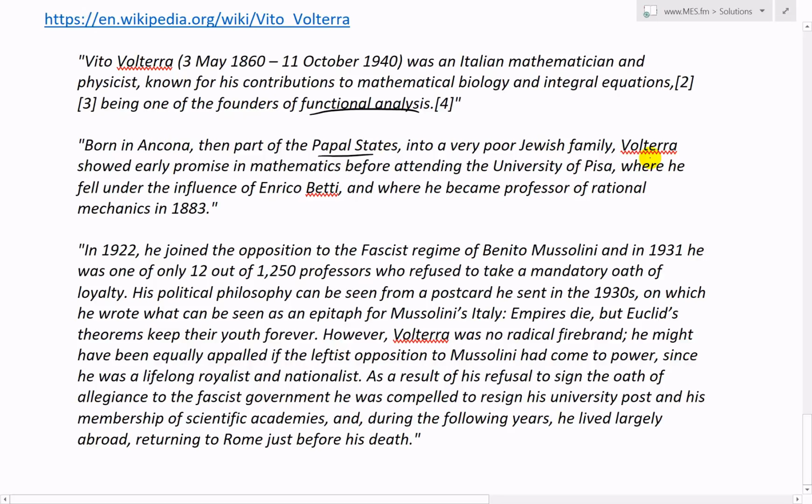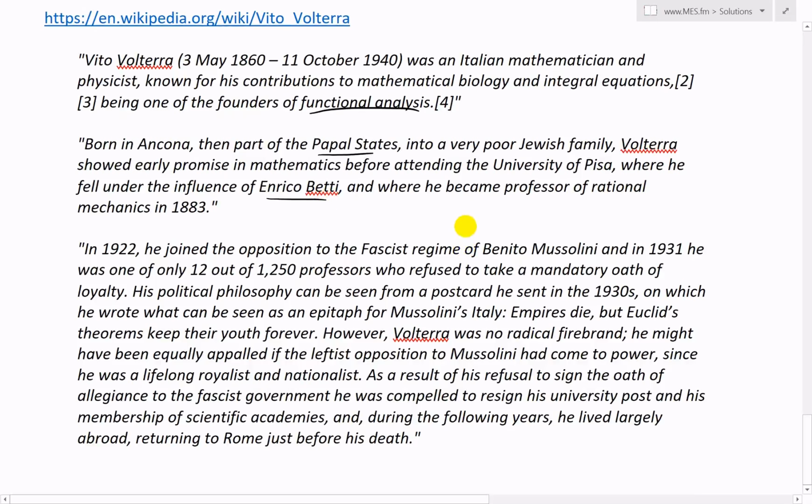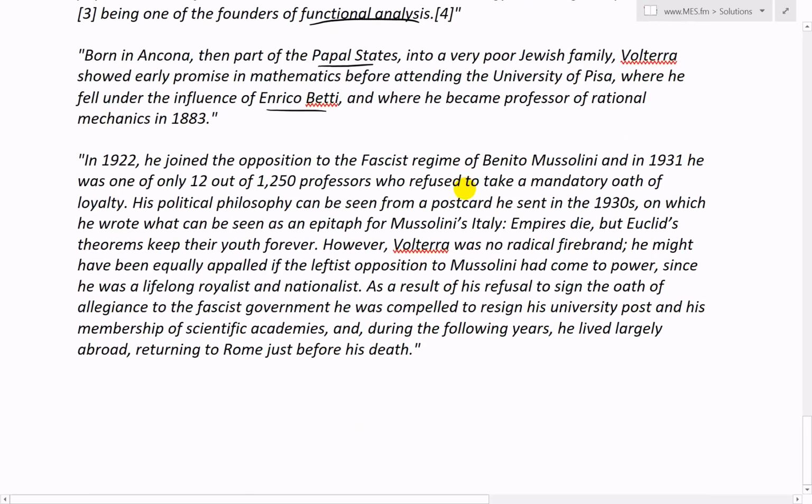Volterra showed early promise in mathematics before attending the University of Pisa, where he fell under the influence of Enrico Betti, and where he became professor of rational mechanics in 1883. So there's another interesting fact about him. In 1922, he joined the opposition of the fascist regime of Benito Mussolini, and in 1931, he was one of only 12 out of 1,250 professors who refused to take a mandatory oath of loyalty.